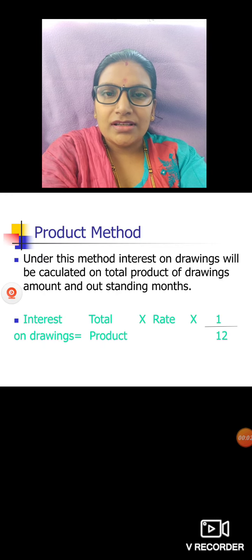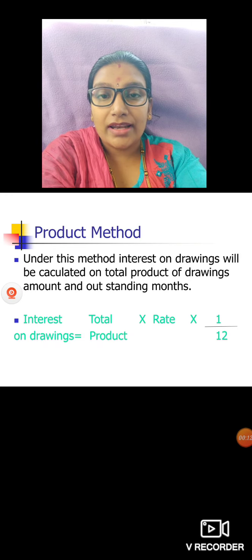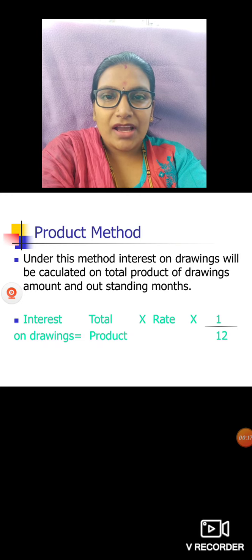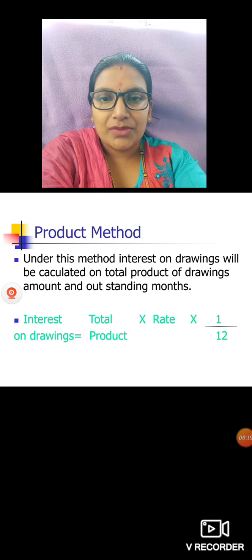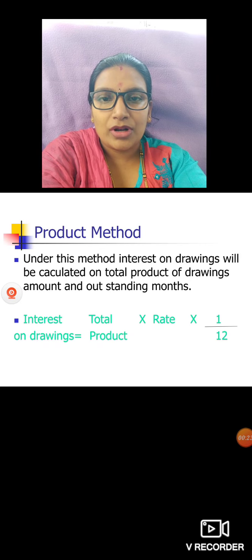Hello students. Previously we have studied the basic details of partnership, and how to calculate interest on drawings under the direct method. So the second method we have is the product method. We will go through how to solve problems on the product method.